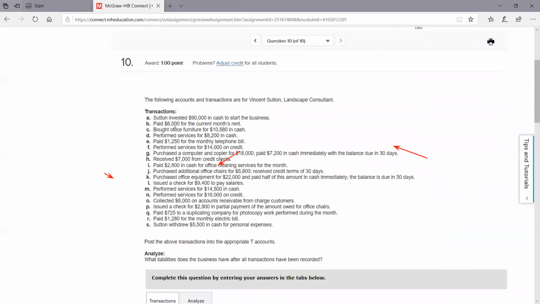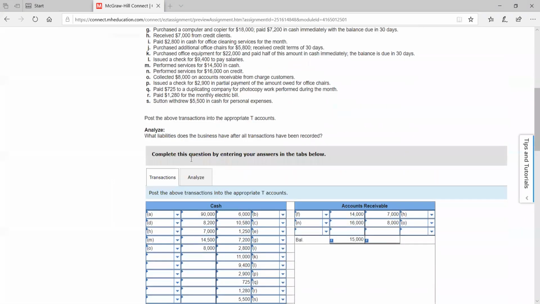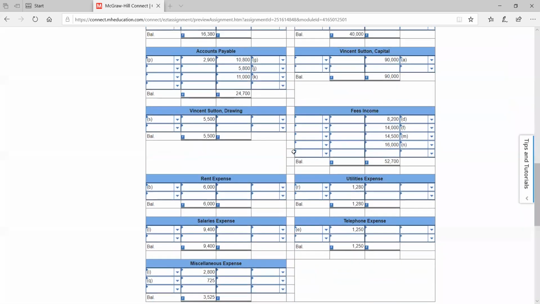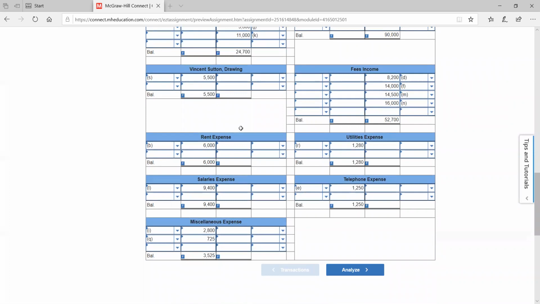All right, next one says you paid $6,000 for the month's rent. Of course, we know that's going to be cash and rent expense. So notice here's your cash, $6,000, and of course you should find a corresponding debit to rent expense somewhere down below. Let's go down. There's a 6,000 debit right there.